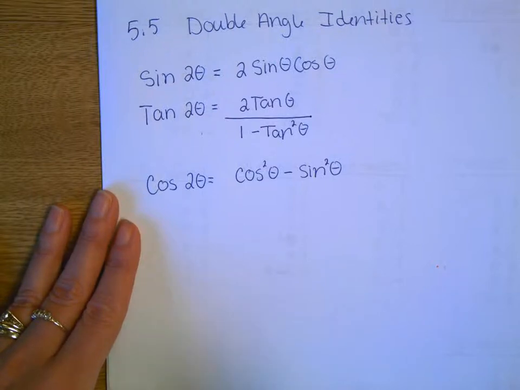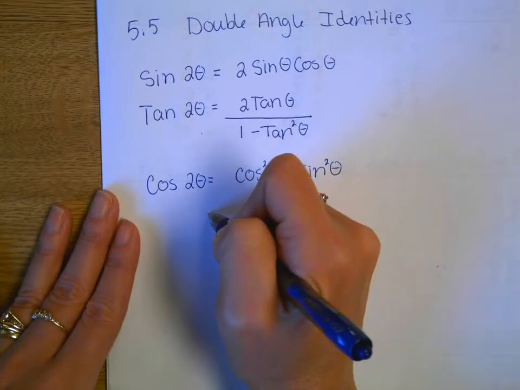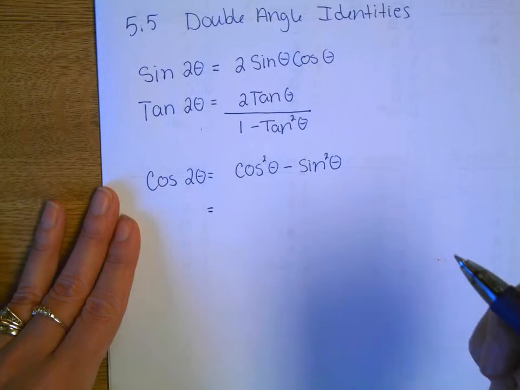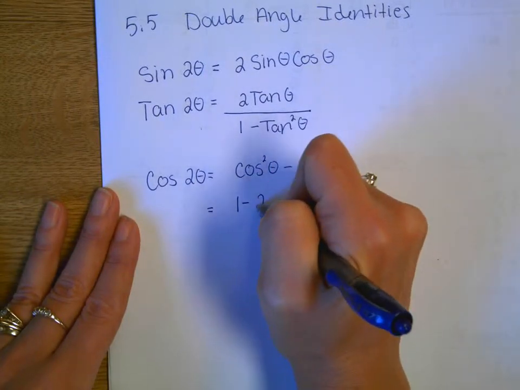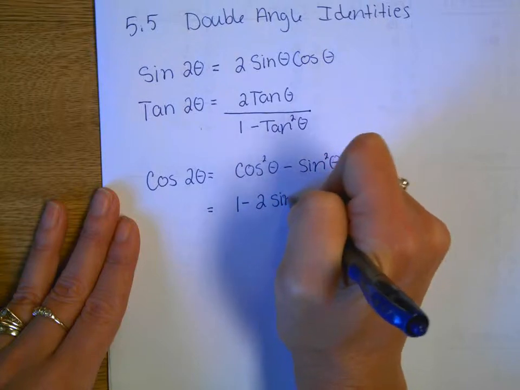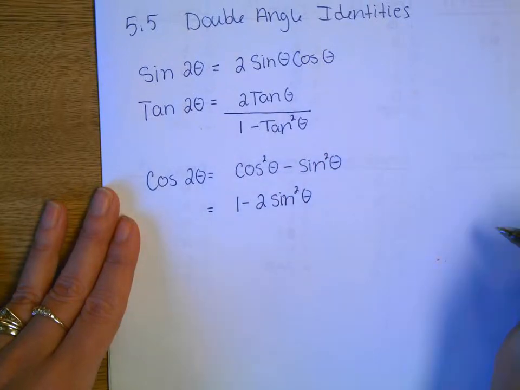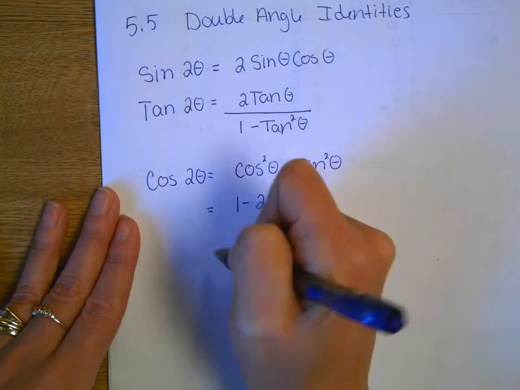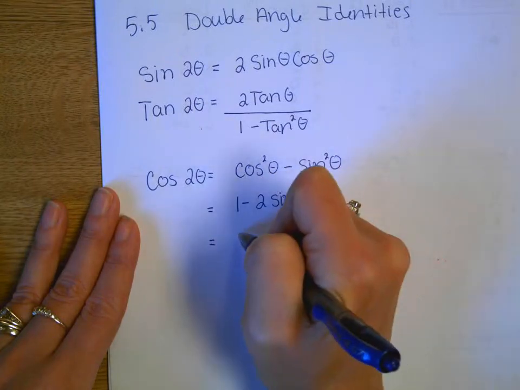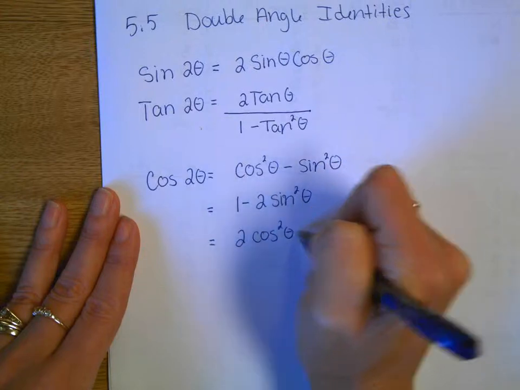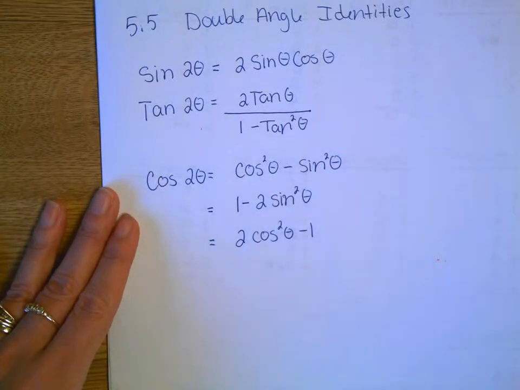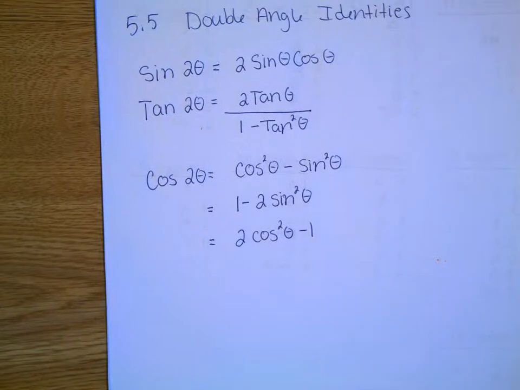I could show you the substitution in the algebra. I think I'm just going to give them to you instead, just to save some time. So there's one version of it. Or it would simplify to 1 minus 2 sine squared of the angle. And the third version is 2 cosine squared minus 1. So cosine has 3 different options.